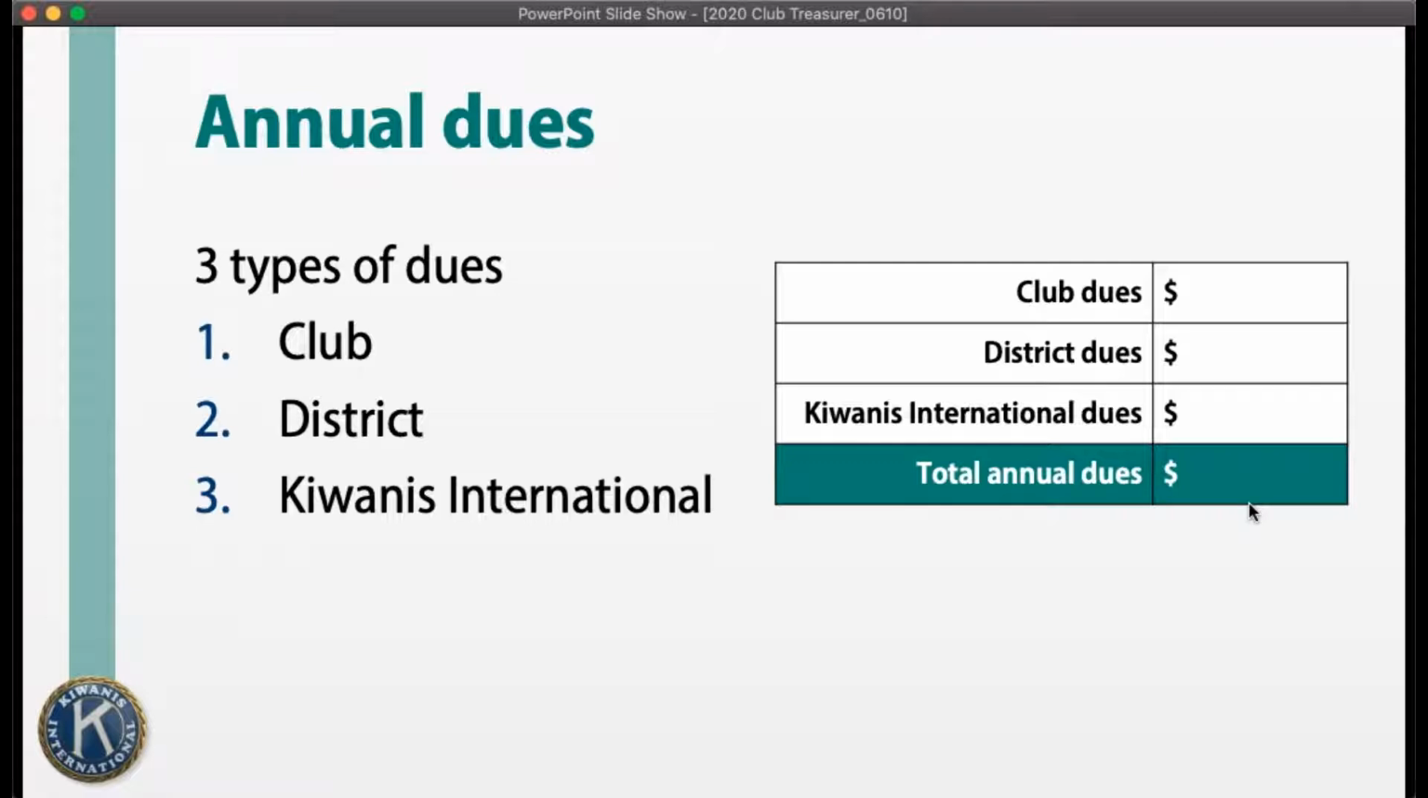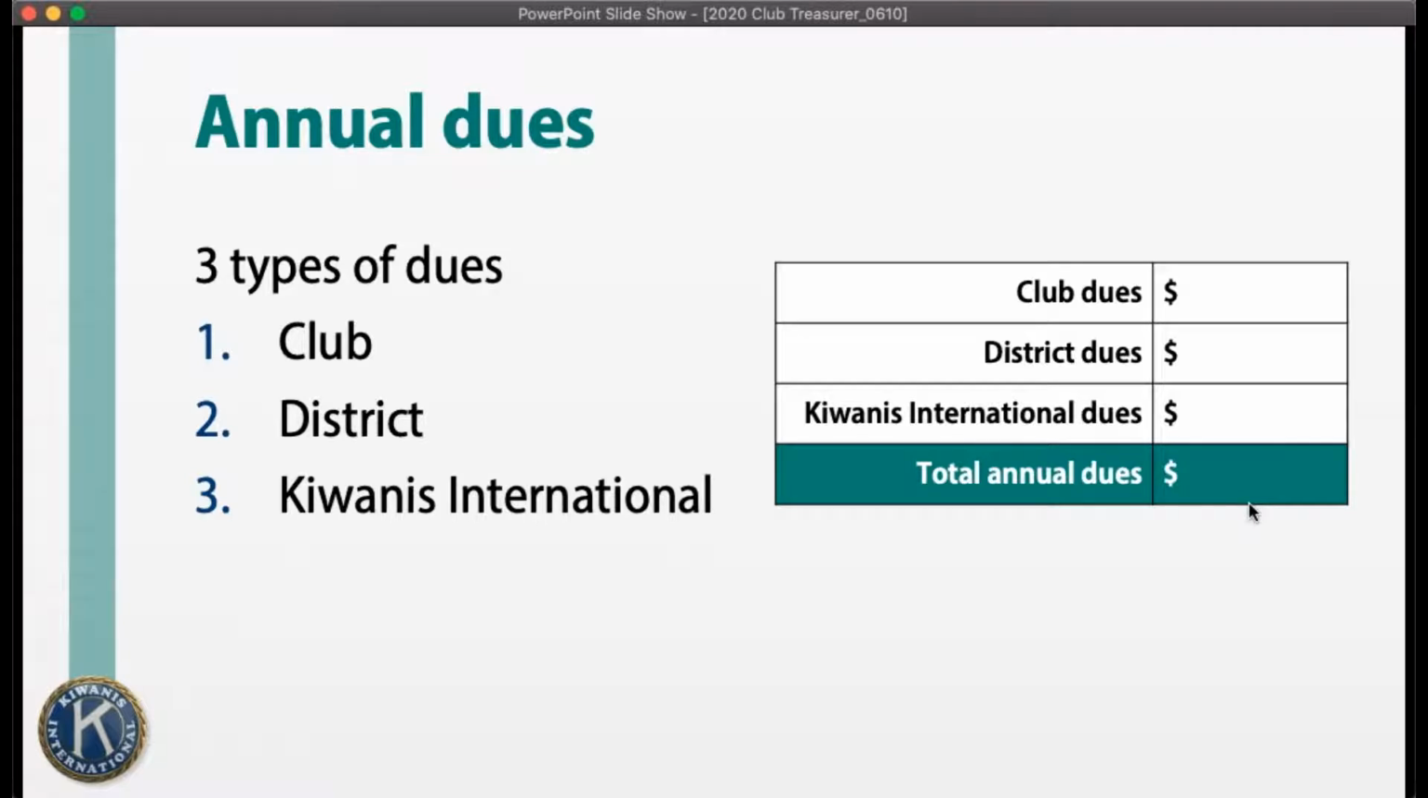For club dues, the club bylaws and policies state that club membership dues, fees, and other assessments as provided in club policy must be approved by 2/3 vote of the members present and voting, provided at least 14 days previous notice of the vote and proposed amount is given to the members. This is all stated in Article 8.5 of the club bylaws. When you're coming up with the figure of your total annual dues, make sure that your club dues, district dues, and international dues are all represented.